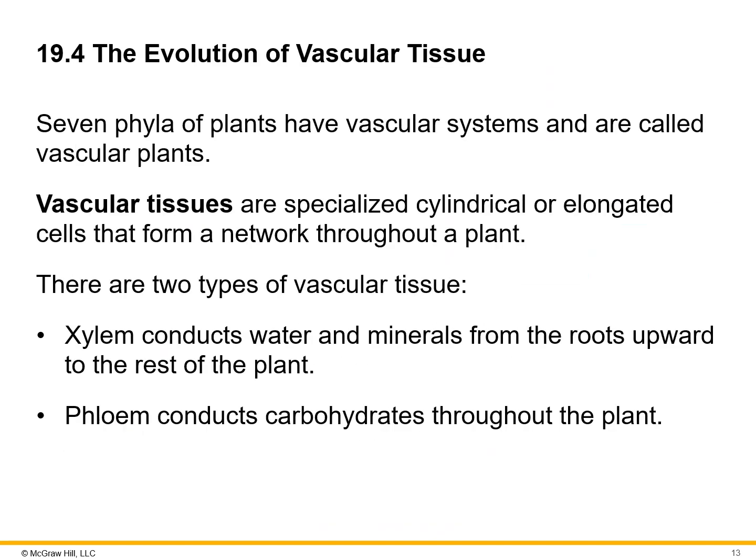So then that evolution of the vascular tissue. So 7 phyla have the vascular system and are called vascular plants. So they have, kind of like arteries and veins, cylindrical, elongated cells going through the plant. There are 2 different types of vascular tissue, xylem and phloem, and essentially it's the direction that they move. So xylem conducts water and minerals from the roots up to the rest of the plant. Then phloem takes carbs like the glucose that was made throughout the plant. So it's more about direction. So xylem is going up, phloem is coming down to the roots or throughout the plant.